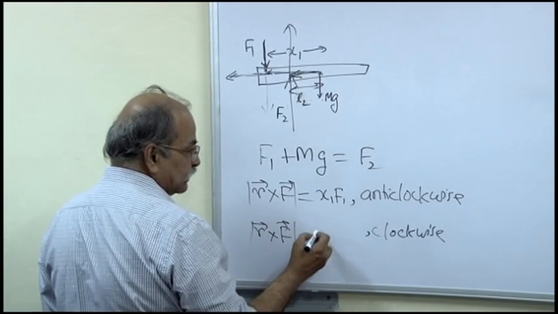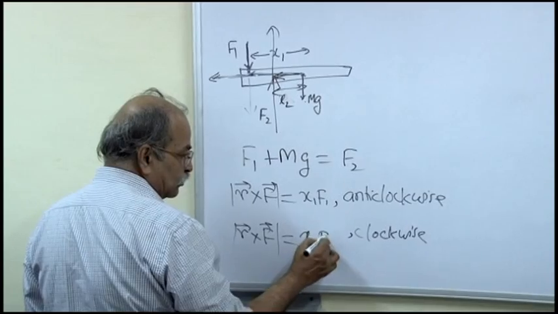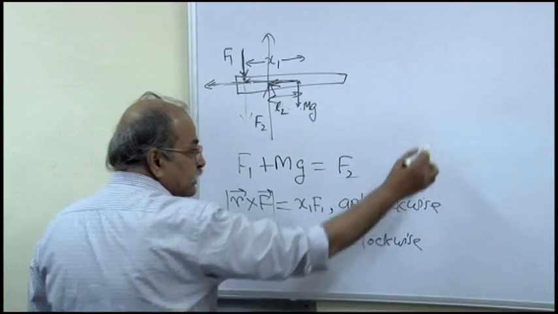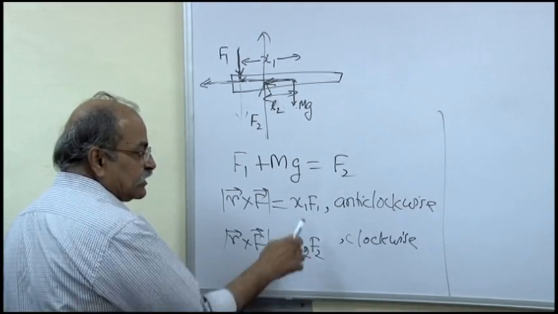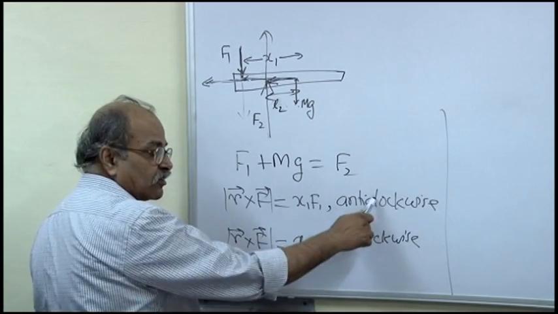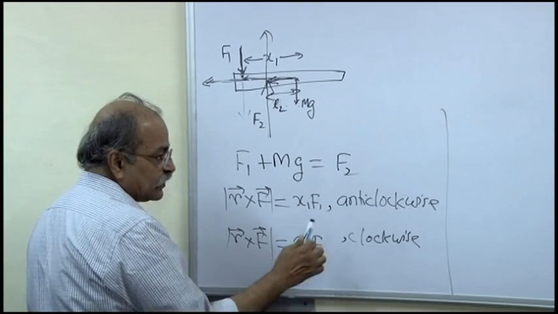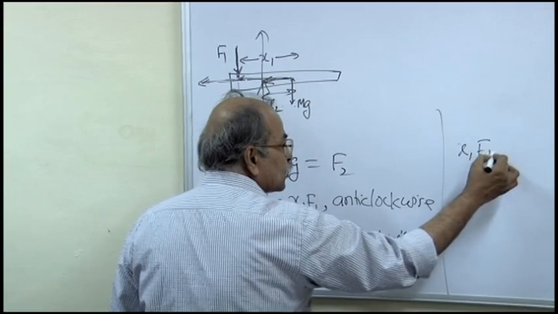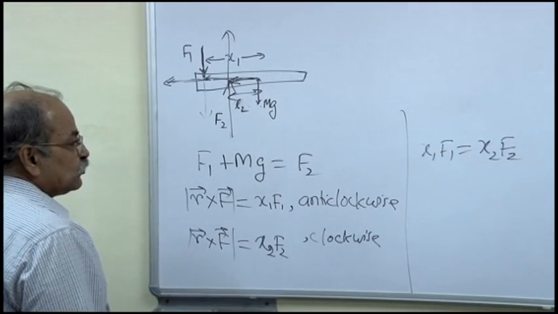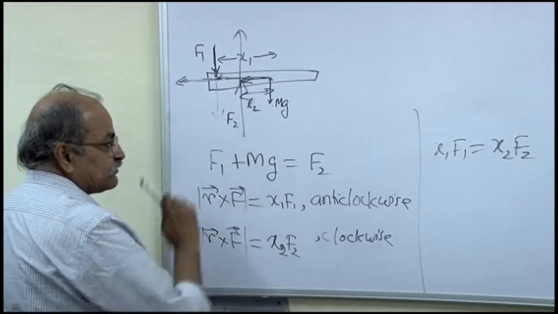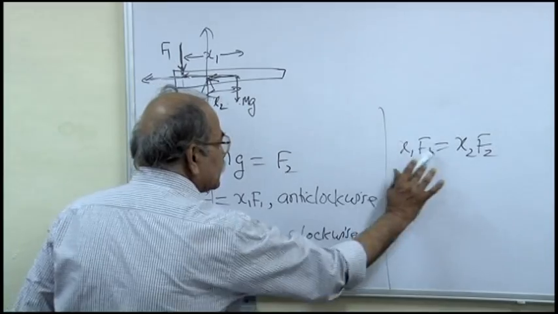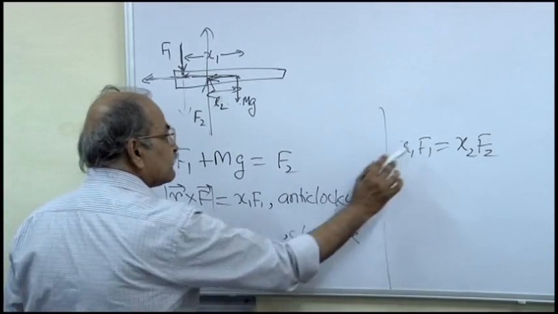And what is the magnitude? This time it is x2 into F2. F2 is this force and x2 is this distance. Now for rotational equilibrium, these two magnitudes should be equal. The directions are already opposite. One is anti-clockwise, one is clockwise. So these two should be equal. So x1 F1 should be equal to x2 F2. So now you have two equations, F1 plus mg equal to F2, and x1 F1 equal to x2 F2. From these two equations, you can find F1 and F2.